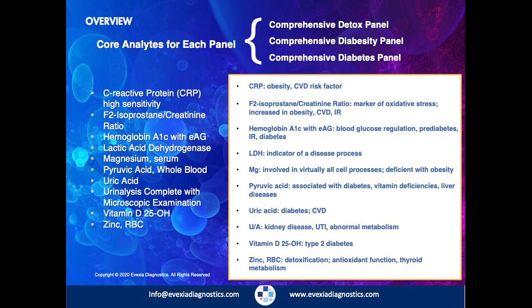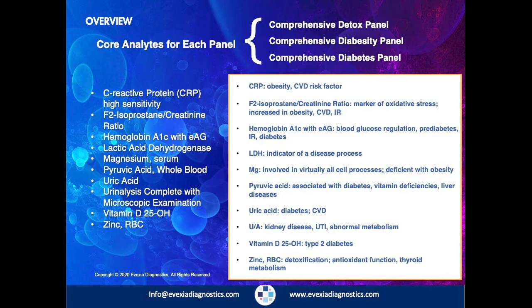Next is the analyte F2 isoprostane. Now, F2 isoprostane is produced in conditions that result in excessive generation of free radicals, meaning that this analyte measures the level of oxidative stress. Now, this marker has been shown to be elevated in obesity, cardiovascular disease, as well as diabetes.